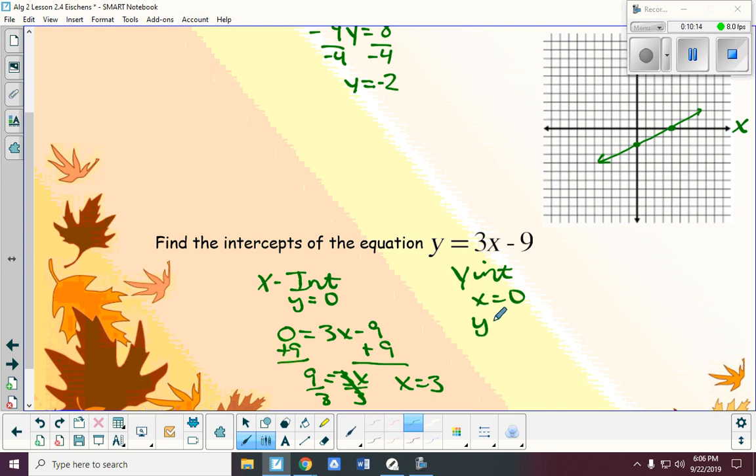x equals 0, and so we'll substitute in a 0 for the x. So y then is equal to a negative 9. So the y-intercept is at negative 9. So if we were going to graph those, I'll do it in a different color here. X is 3, and y is negative 9. And when I say 3, I mean the location is 3, 0, and this is at 0, negative 9, and then you can graph that line with those intercepts.